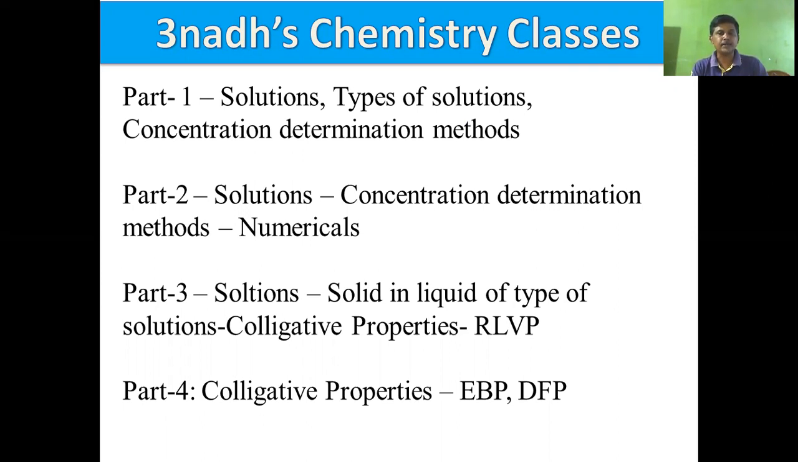And in my previous video, I discussed why we are studying colligative properties: the molar mass of an unknown solute can be determined from this colligative property. We saw what is vapor pressure, what is lowering of vapor pressure, what is relative lowering of vapor pressure, and from that how to determine the molar mass of the unknown solute.